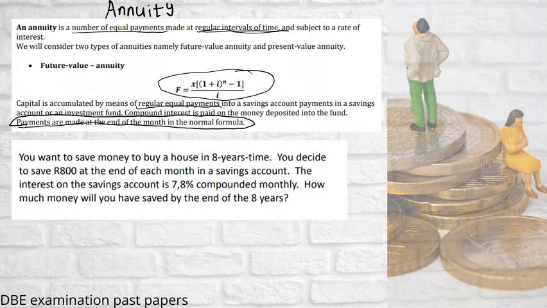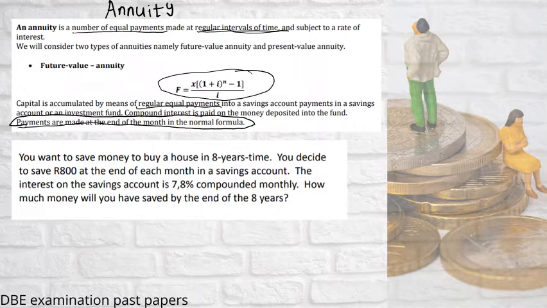So with future value annuity, the normal way is that you have to start paying at the end of the month. That's the normal procedure for future value annuities. We'll talk about what happens when a person starts paying at the beginning of the month. But the normal thing is that you pay at the end of the month. Okay, let us look at this example quickly and see what's happening.